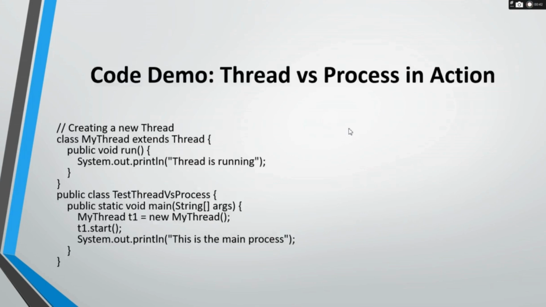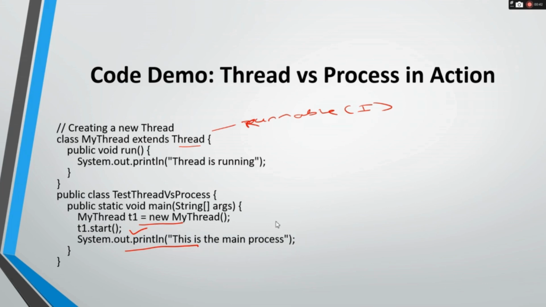Okay. So now let's go further and check one code demo for the thread. So here you can see, right? Here we are creating one thread, MyThread, by extending the Thread class. There are two ways: by implementing the Runnable interface, and by extending the Thread class. So here we have used the first one, extending the Thread class. Inside the main method we are creating one thread object and starting it, and here we have taken one output statement: this is the main process.